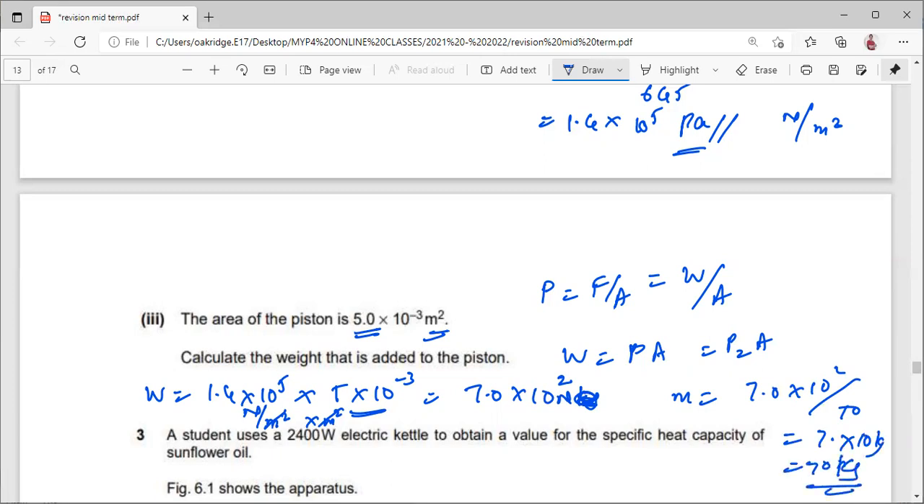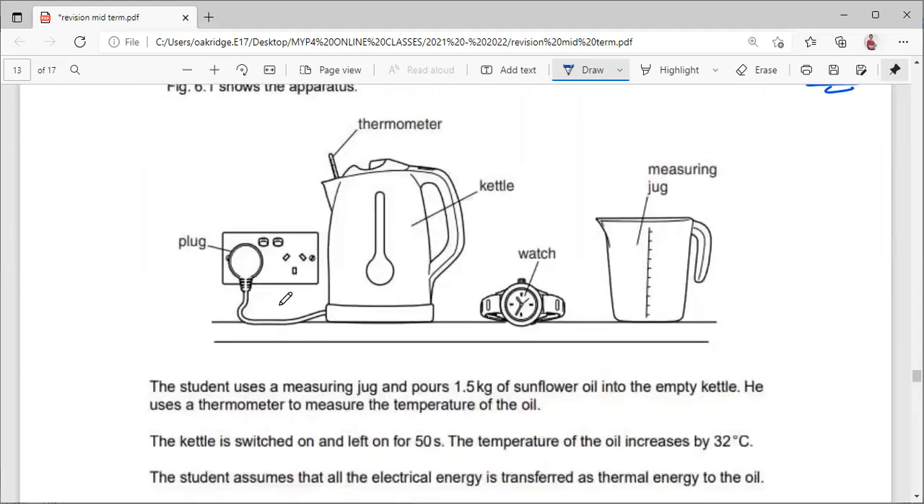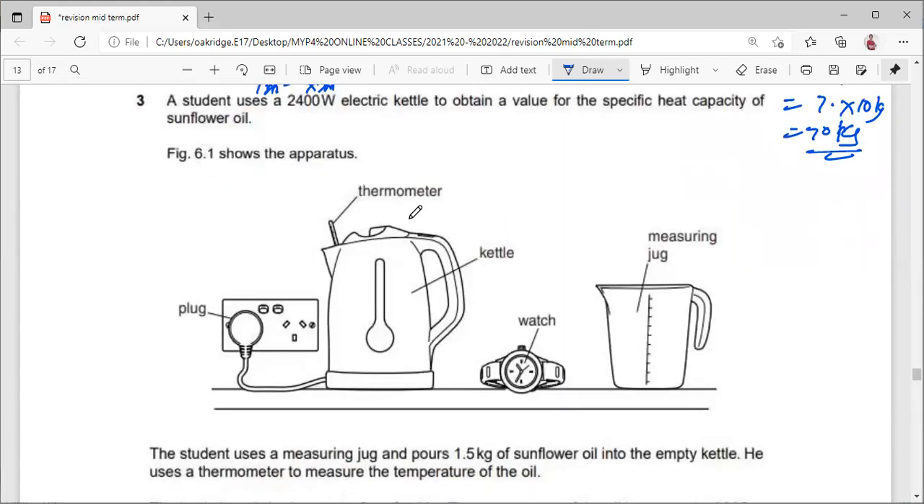Then, a student uses a 2,400 watt electric kettle to obtain a value for the specific heat of sunflower oil. Wow, sunflower oil. It is so costly here, but still people want to use it. Your parents should be really helpful for you in doing this. The figure shows the apparatus: plug, thermometer, kettle, watch, measuring jar.